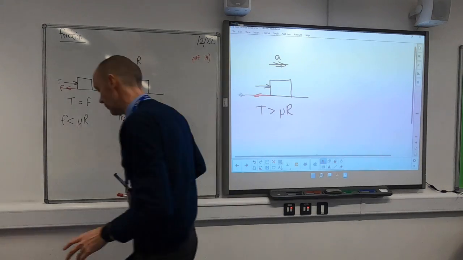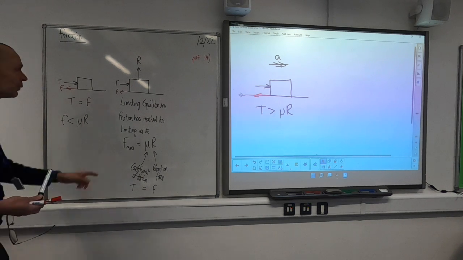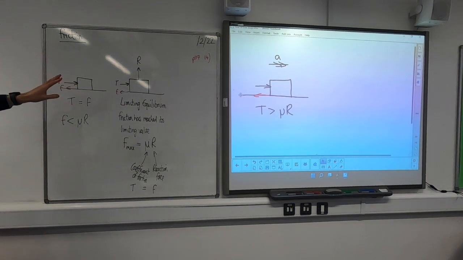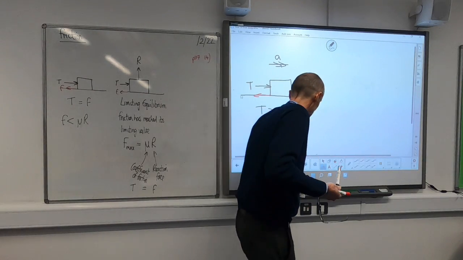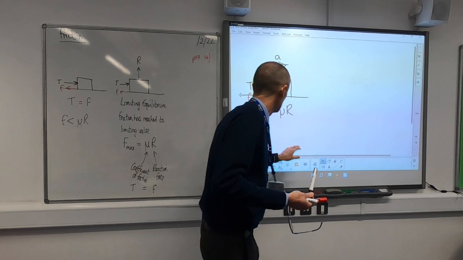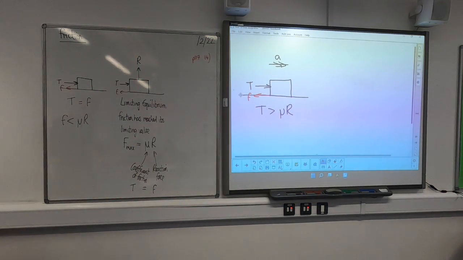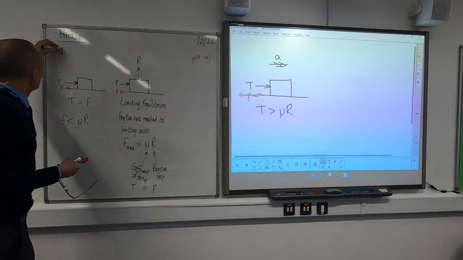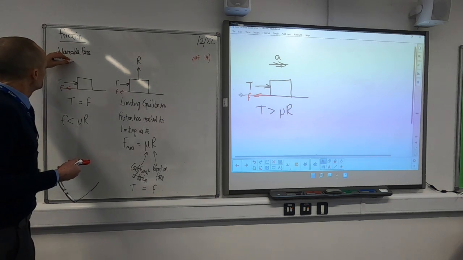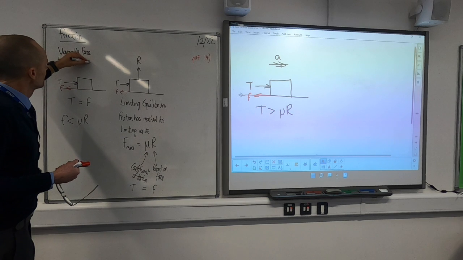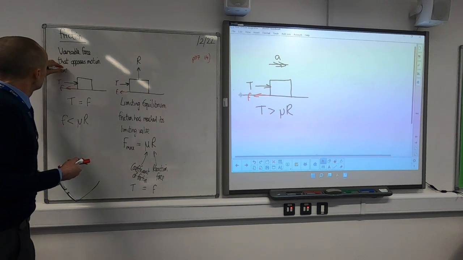For the majority of, well, I think for all of today's lesson and for most of tomorrow, we're going to be working with limiting equilibrium. We're going to be working in the situation where the forces are still balanced, but friction is at its maximum value. Once we exceed that, we're going to get an acceleration because we're pushing harder than friction can resist. So friction is a variable force that opposes motion but has a limit.